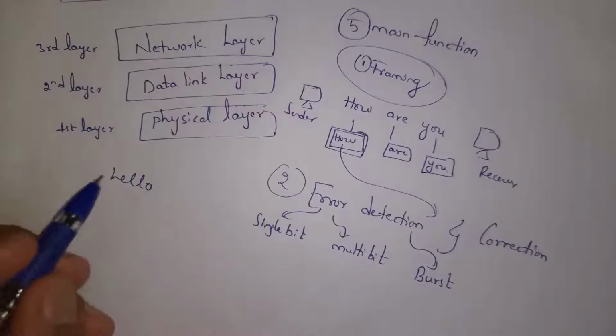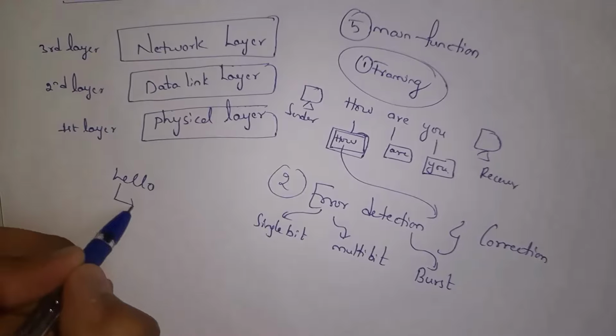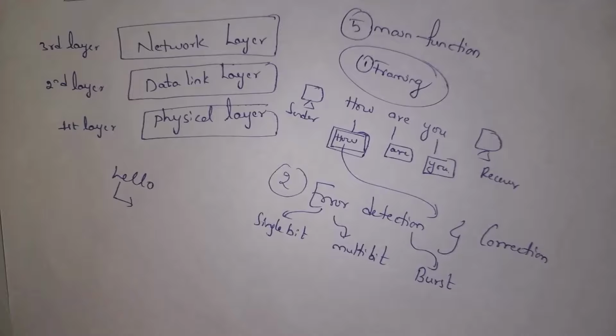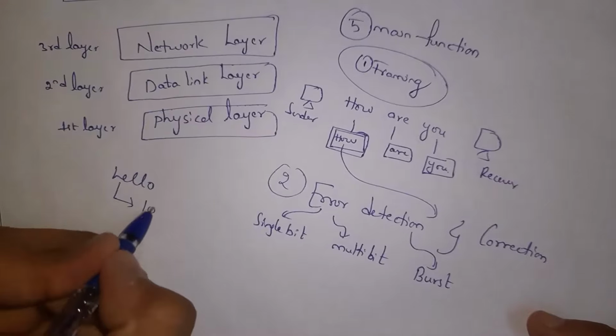Guys, for example, I will send message hello to my friend. Whenever I send a message hello, that hello message is converted into binary format. That is zeros and ones. So hello is converted into 10111011.